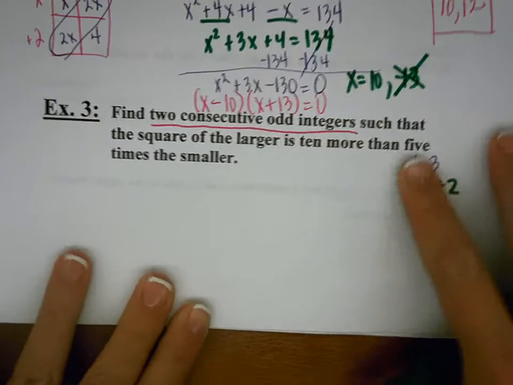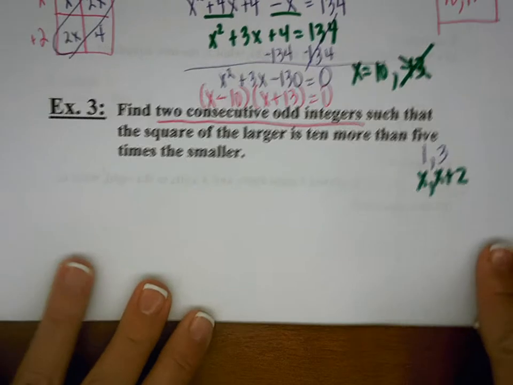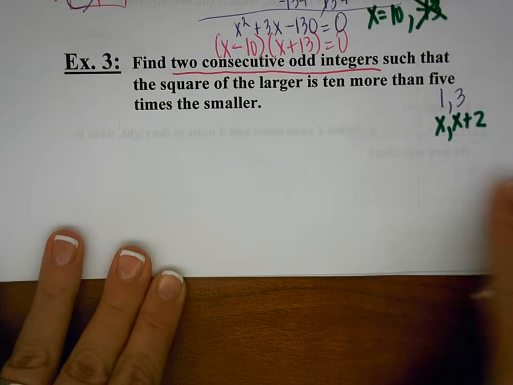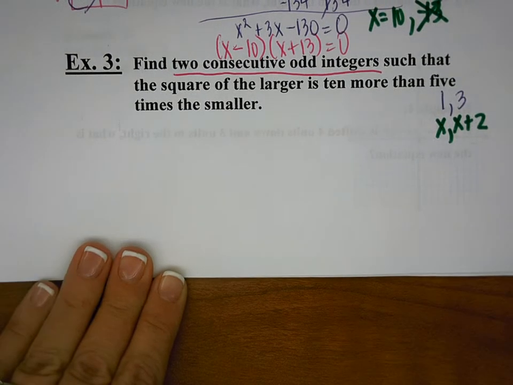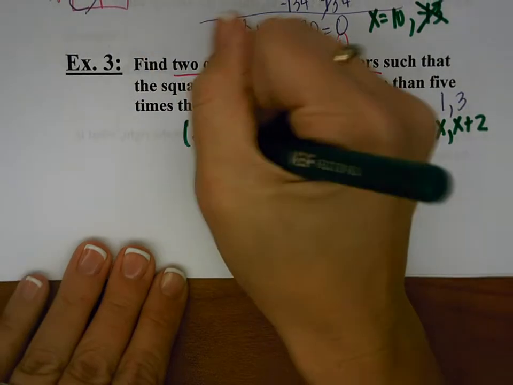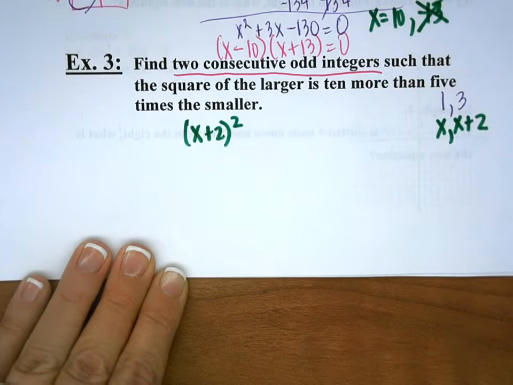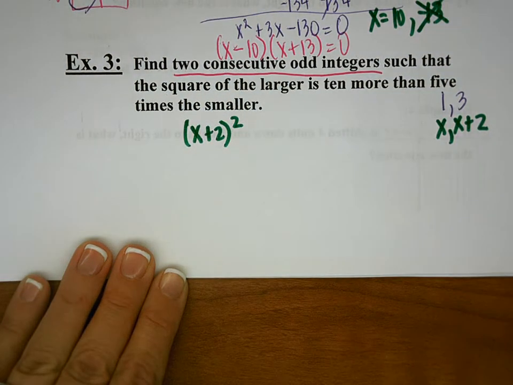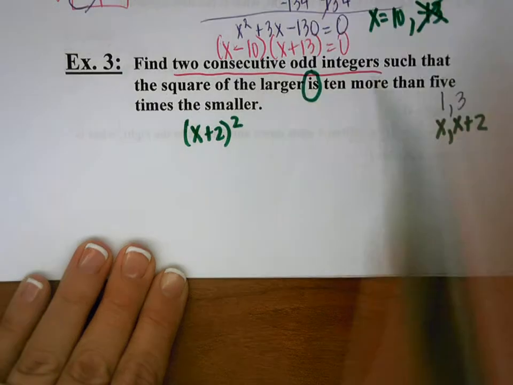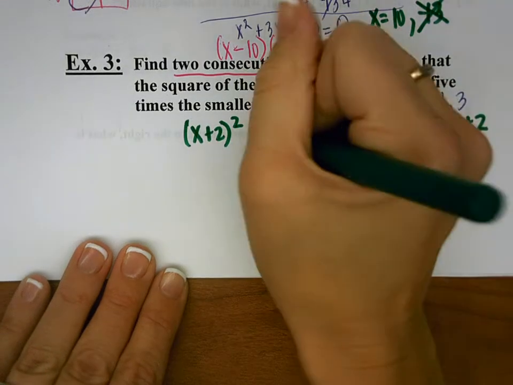Okay, this says such that the square of the larger. So out of x and x plus 2, which one is larger? X plus 2. Okay, so we're going to square that. So x plus 2 squared. What does "is" mean? Equal. Equals. So right now I'm going to put the equal sign.